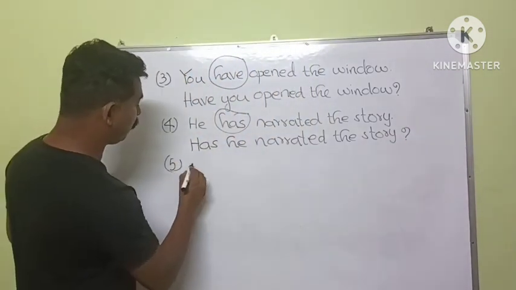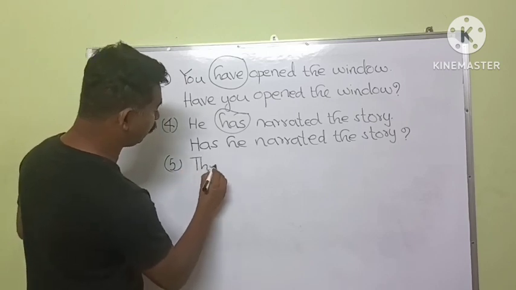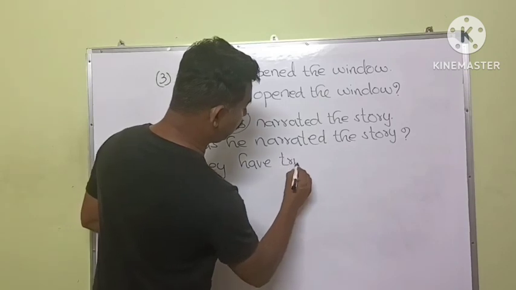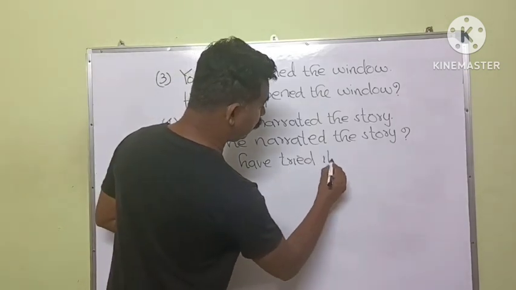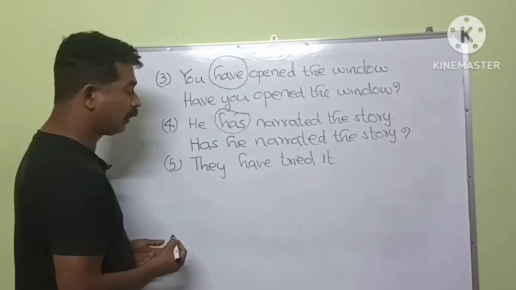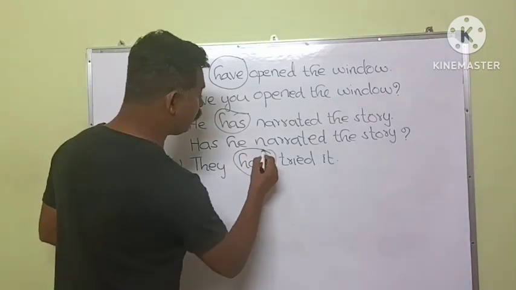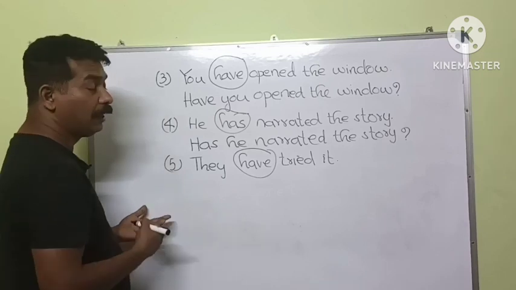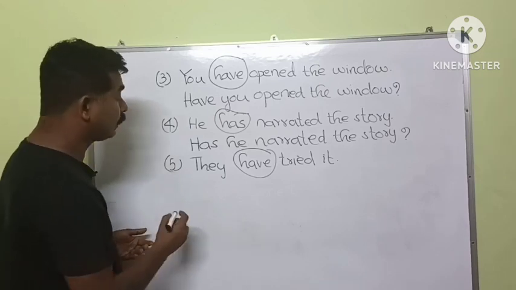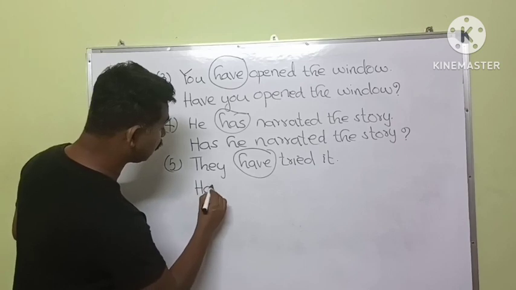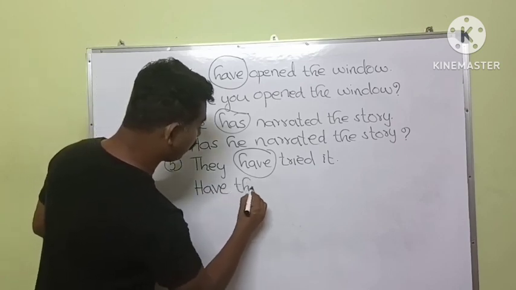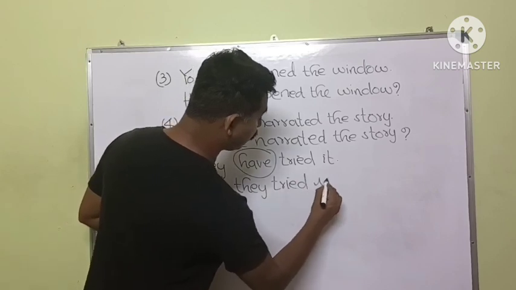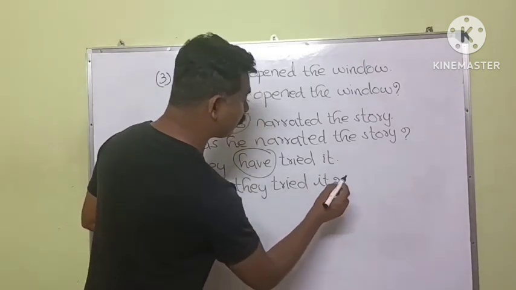Fifth example. They have tried it. Positive sentence. The auxiliary verb is have. We must take the auxiliary verb from there and place it at the beginning of the sentence. So the answer is: have they tried it? Question mark at its end.